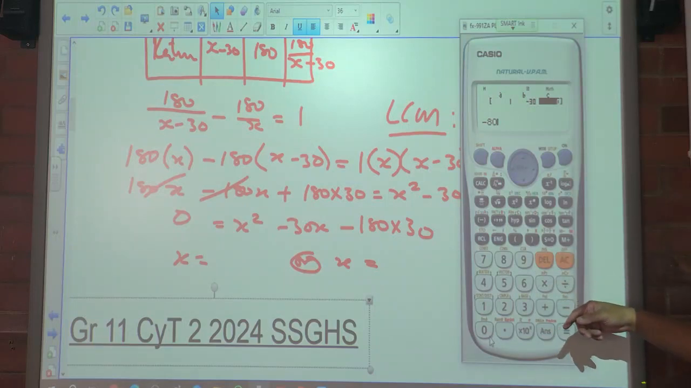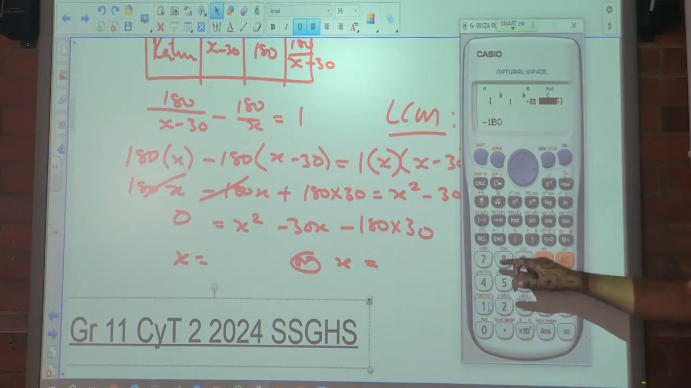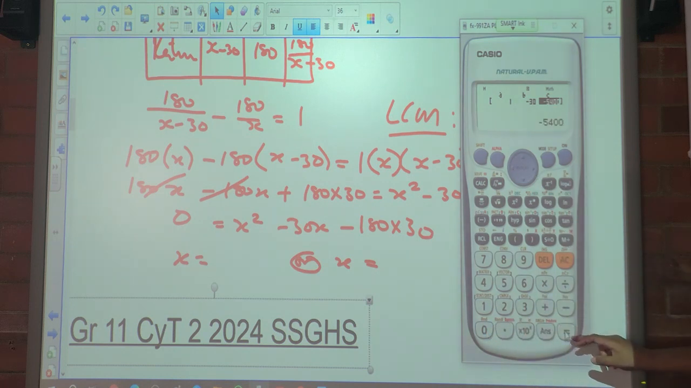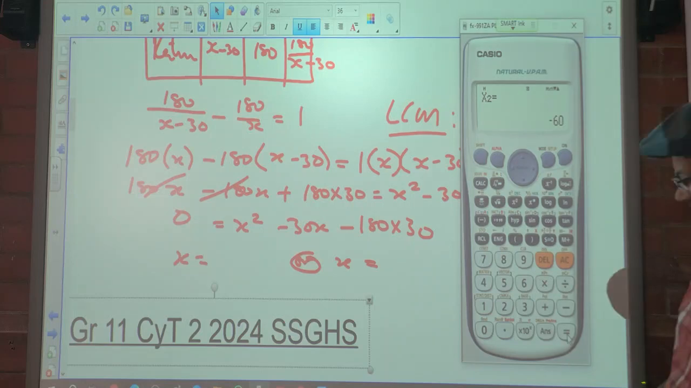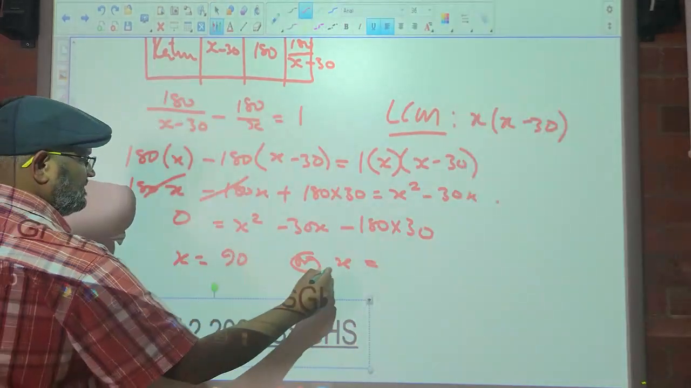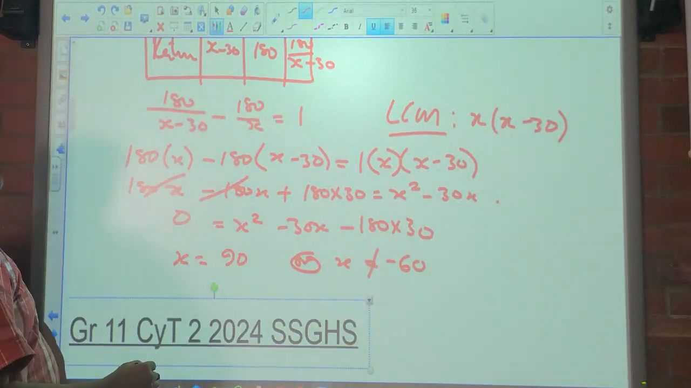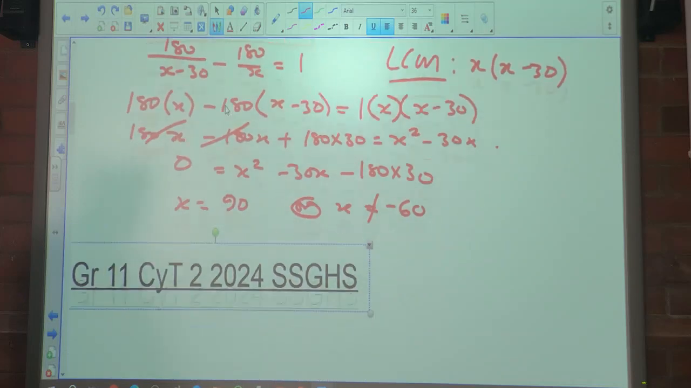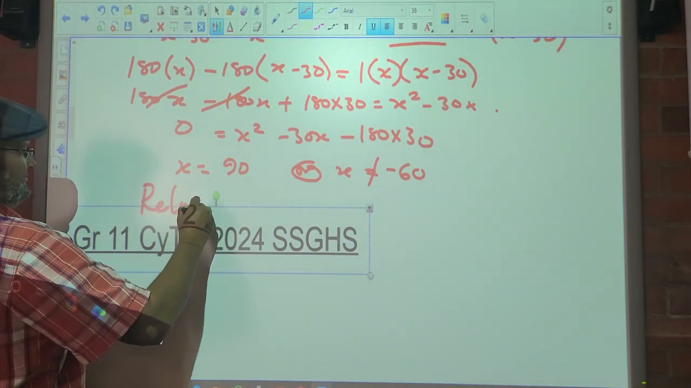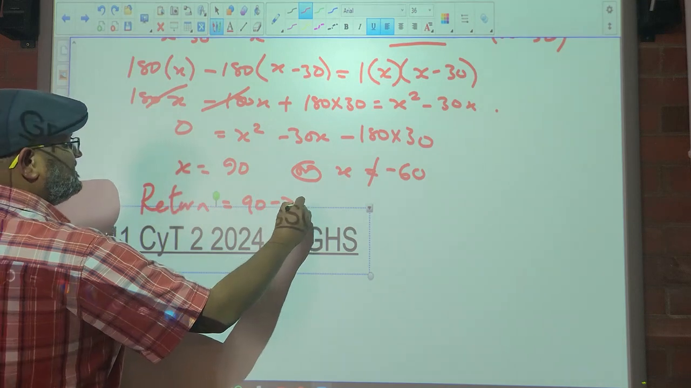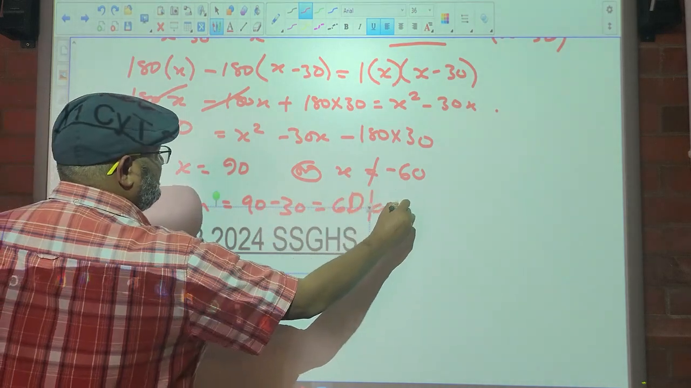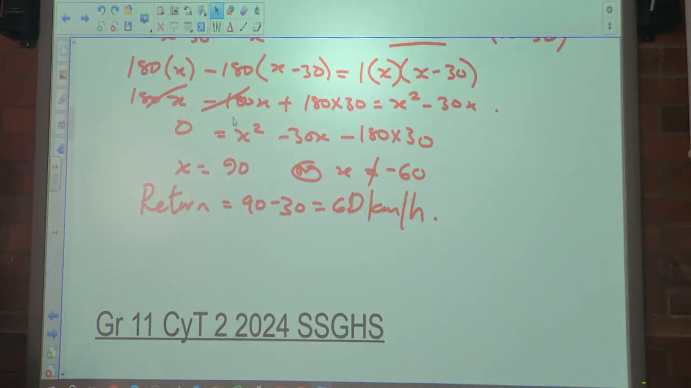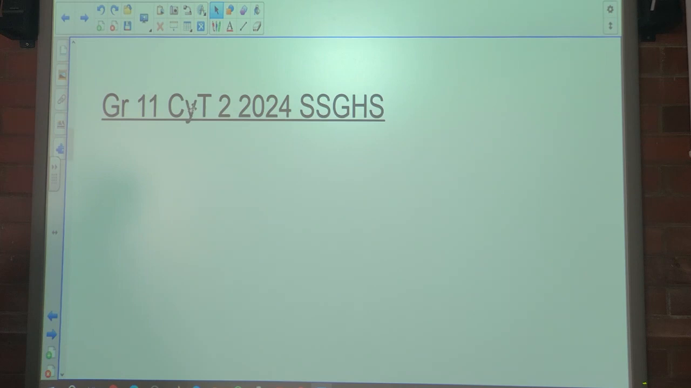Or you could have written it as 5,400. So it's 90 and negative 60. But speed can't be negative, so x is 90. But remember, what's the return journey? x minus 30. So on the return, it's 90 minus 30, which is 60 kilometers per hour, the return speed. Okay? So where are the marks given? Everywhere.